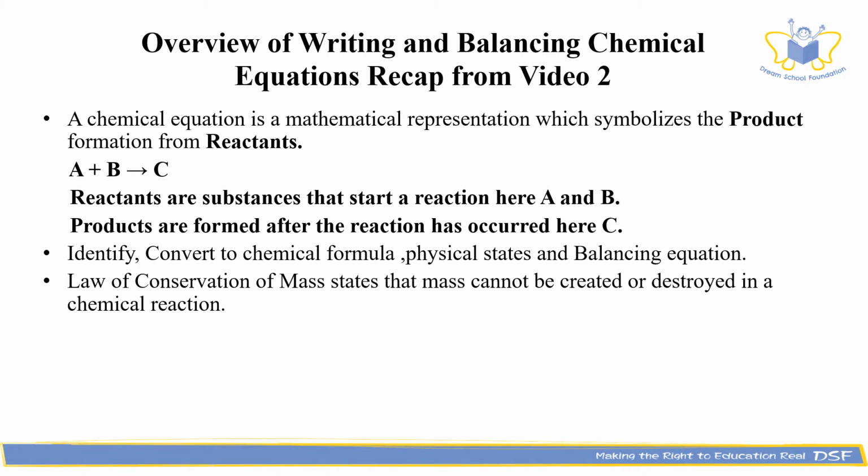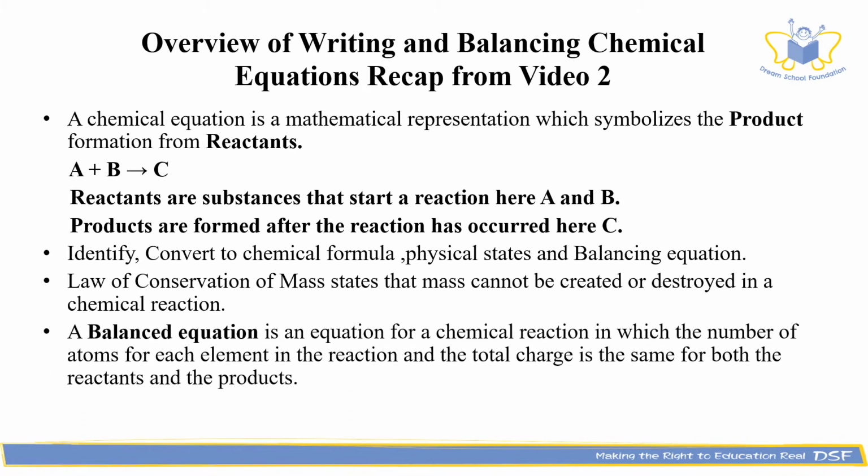Fourth, what is a balanced equation? A balanced equation is an equation for a chemical reaction in which the number of atoms for each element in the reaction and the total charge is the same for both the reactants and the products. Example, 2Mg plus O2 gives 2MgO. Here, the reactant side and the product side are balanced. Hence, it is a balanced equation.